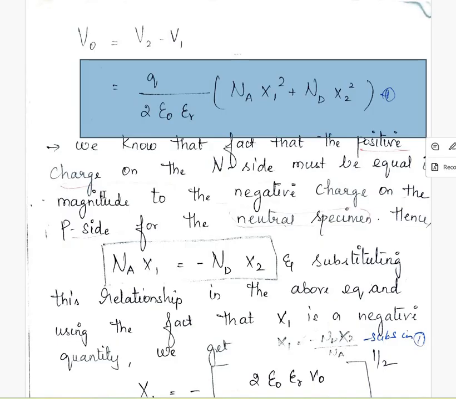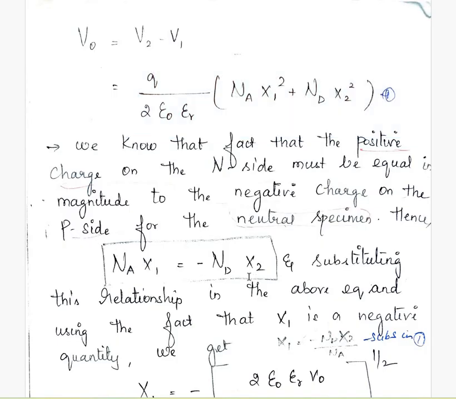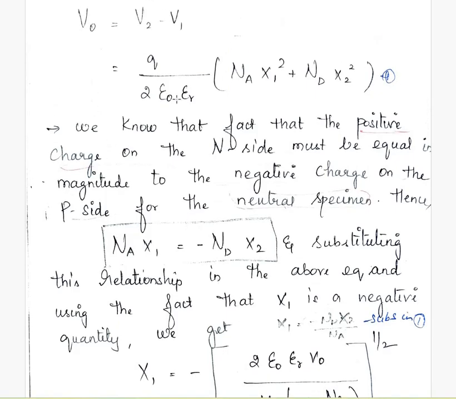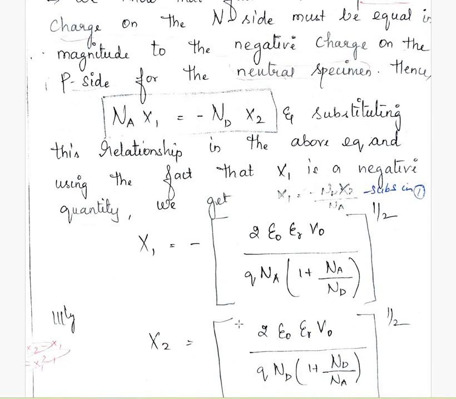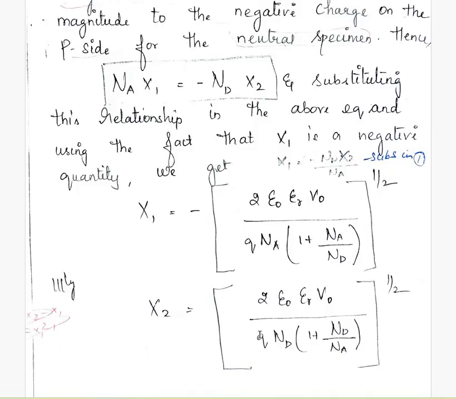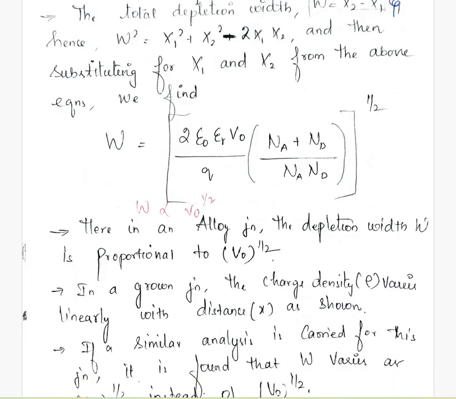We know that the positive charge on the N side must be equal in magnitude to the negative charge on the P side. So Na x1 equals minus Nd x2. So substituting the above relationship in this equation, in place of x1 we substitute minus Nd x2 by Na. So we get the value for x1, and in the opposite way we get the value for x2 also. So we can see the total depletion width W equals x2 minus x1, the points on the x-axis.